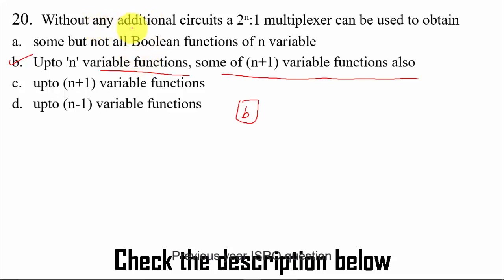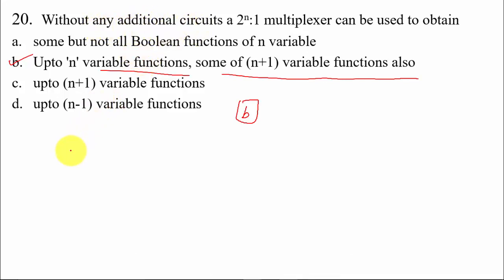Now, if you are making use of an additional circuit, you can realize up to n plus 1 variables and sum of n plus 2 variable functions also. So these things you should know.